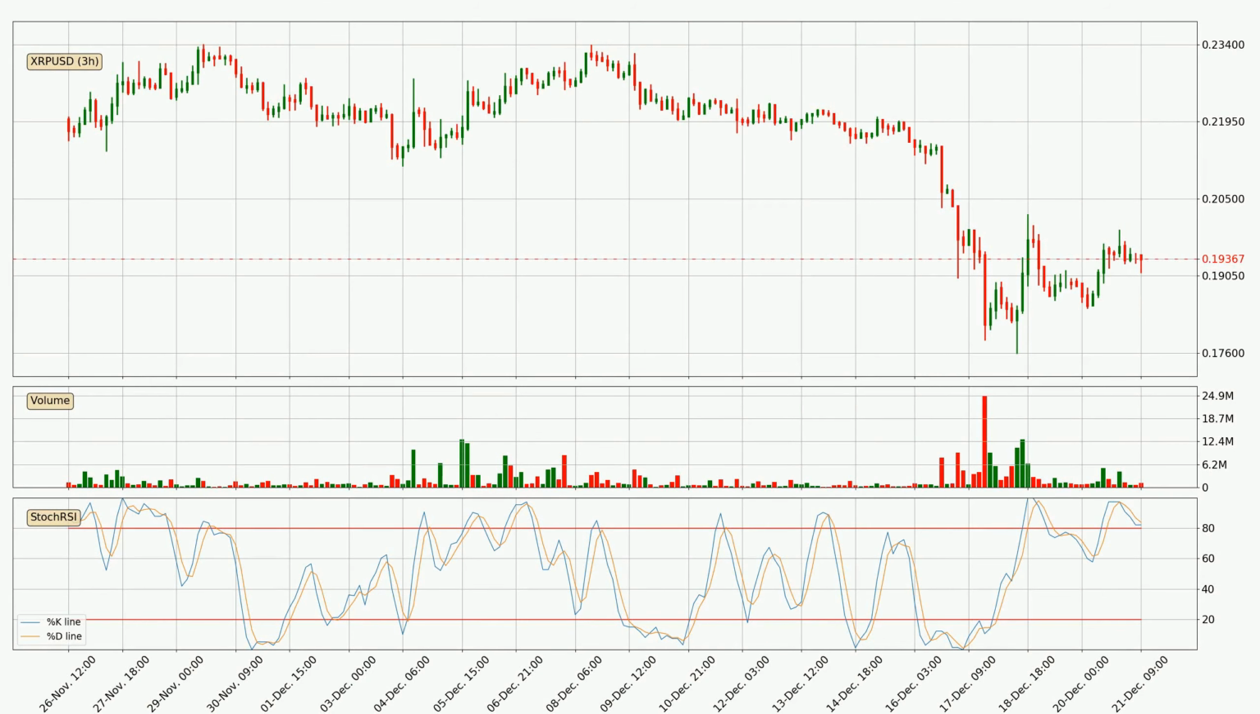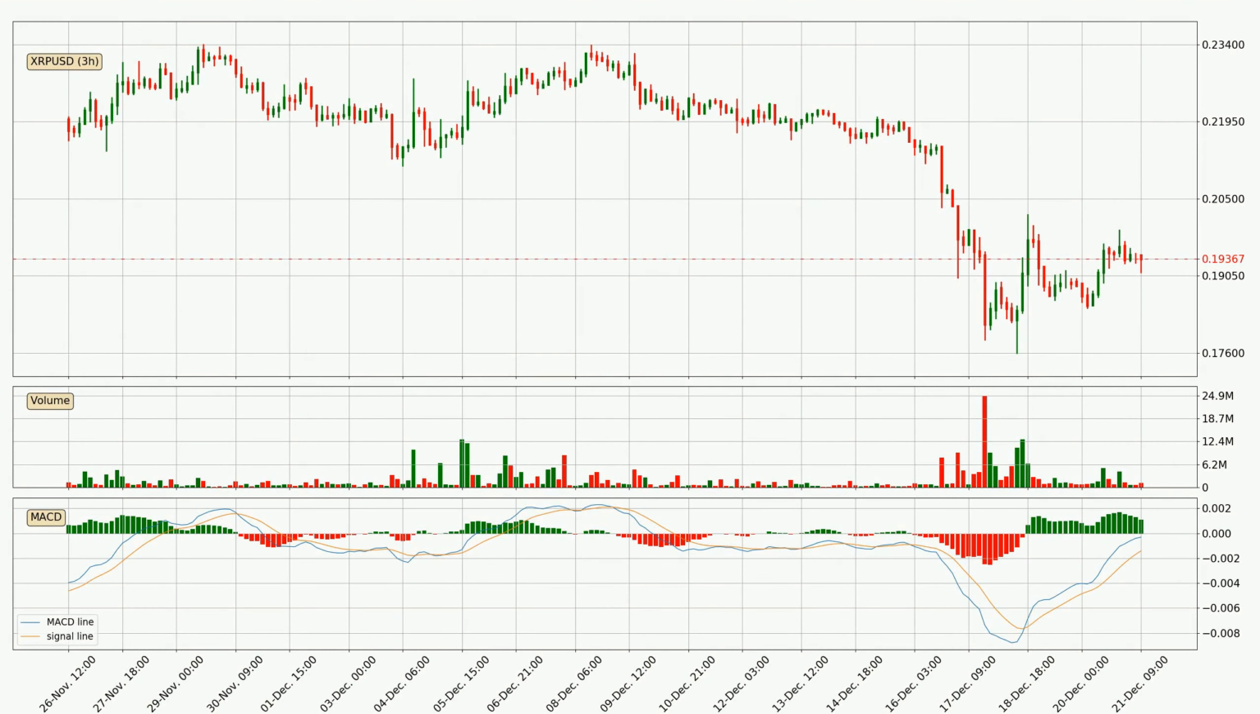Looking at the 3-hourly stochastic RSI, there are no signs of the stochastic RSI being oversold or overbought at this time, but we can see that the trend is currently going down because the K line is below the D line. Jumping to the 3-hourly MACD, the MACD line is above the signal line, meaning that the trend is currently on the up. But according to the MACD histogram, the momentum is going down. Owing to this, we can expect the price to remain stable, and you should wait and see if the MACD line will cross the signal line, which will be a downward trend.